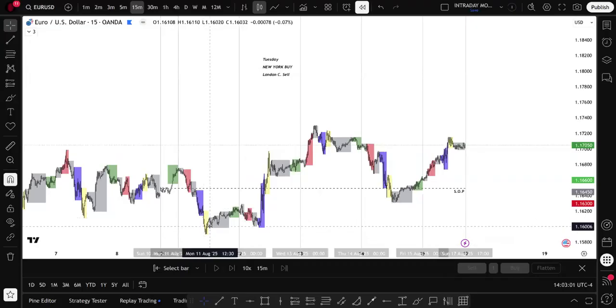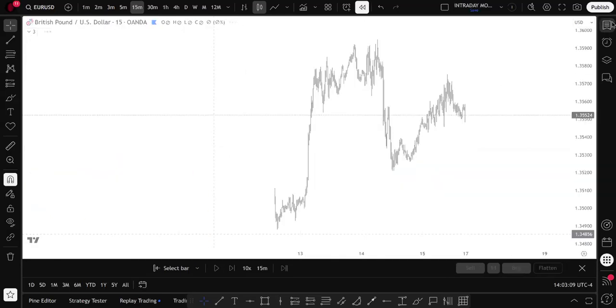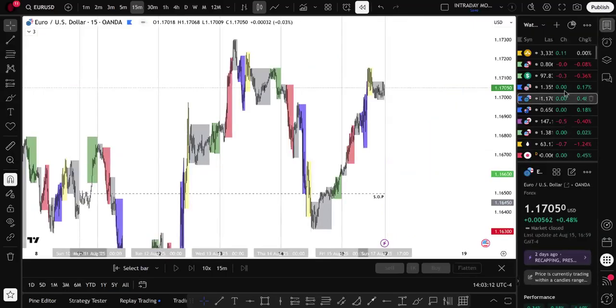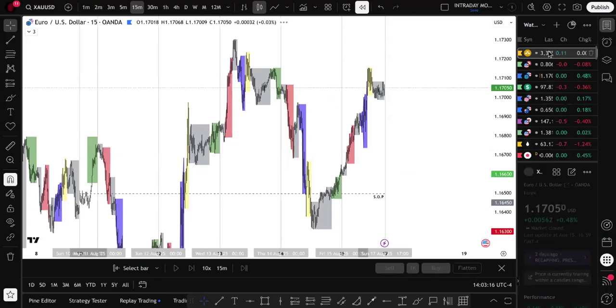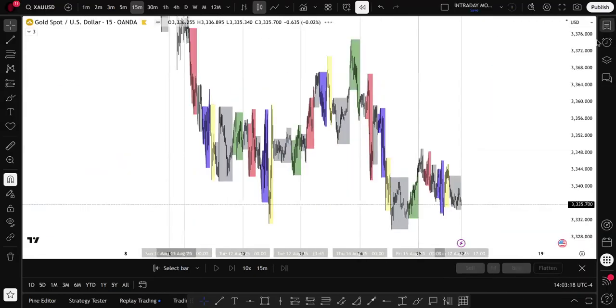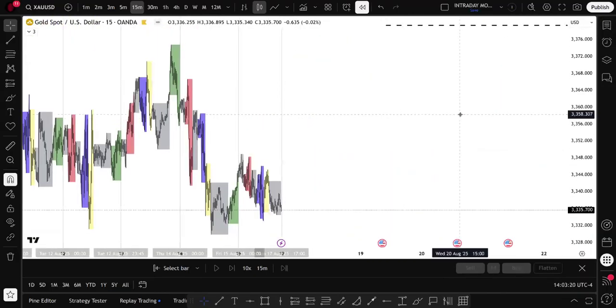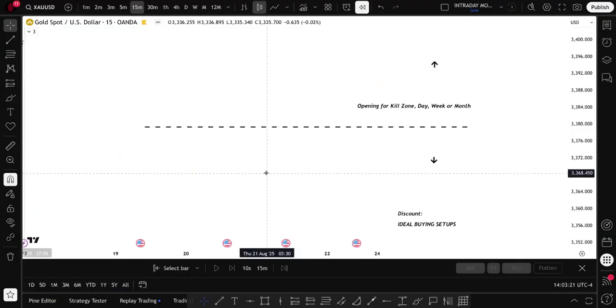Can we still trade 10 to 12 p.m.? There is still a feasible idea to look for. So before we begin, we have to understand a certain concept, and that concept is going to be the opening price of the kill zone of the day, of the week, or the month.